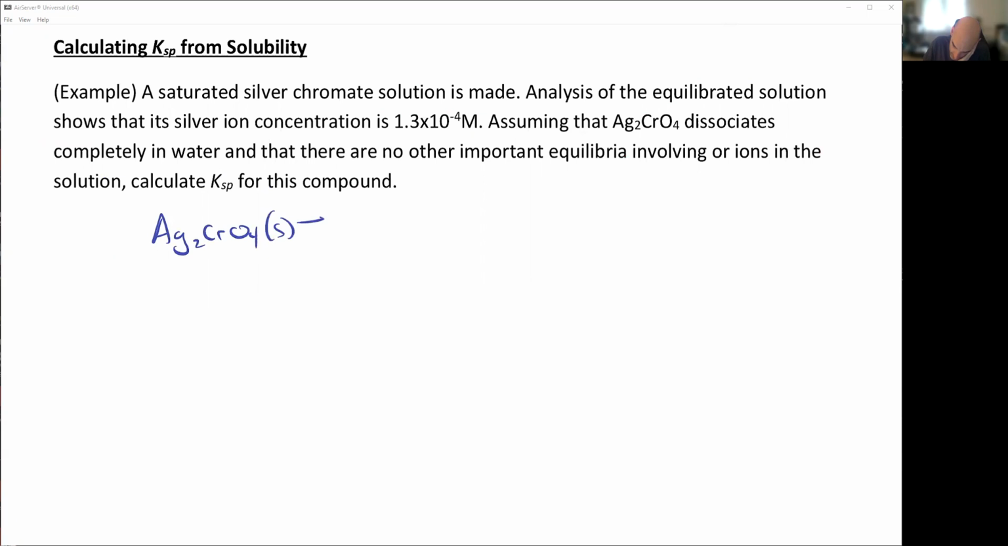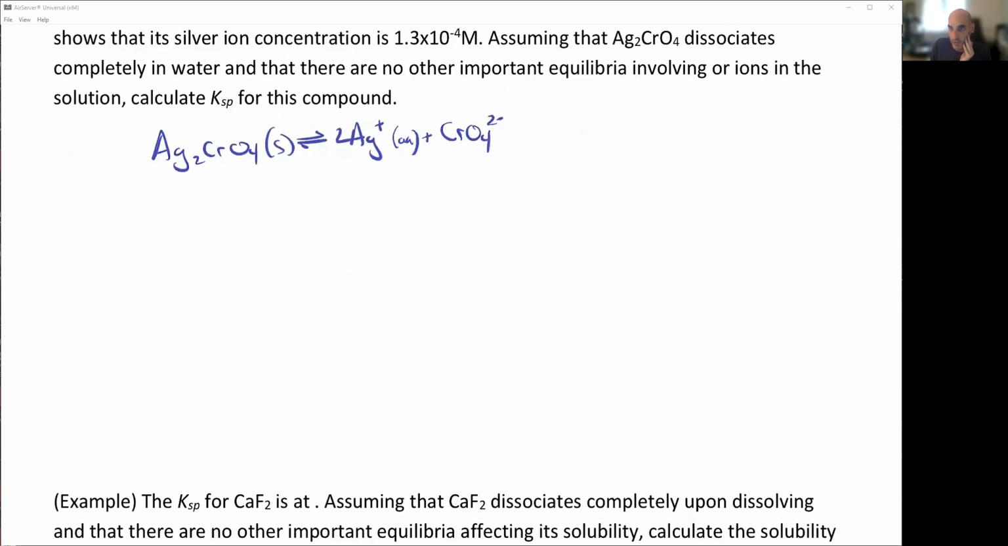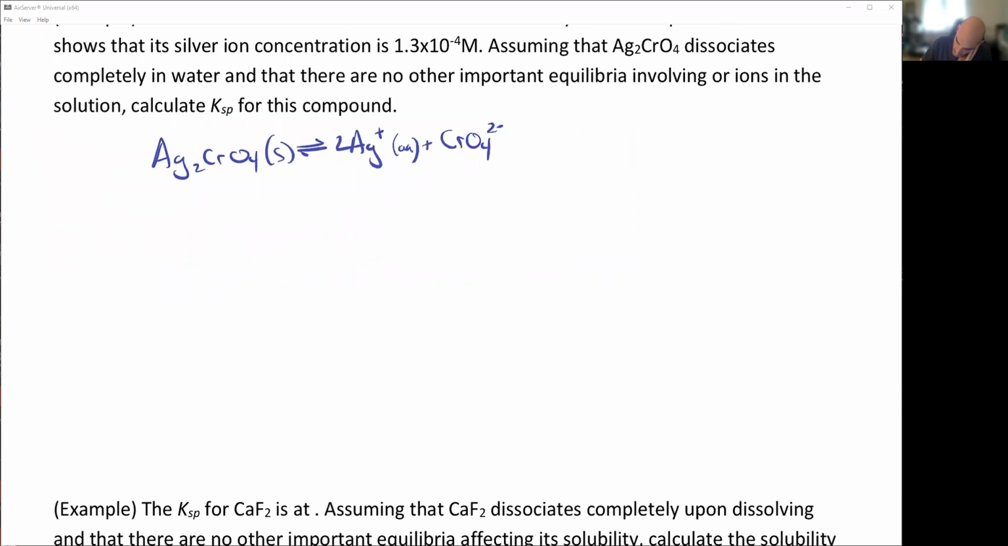Ag2CrO4 solid is in equilibrium with 2Ag+ aqueous plus CrO4 2-. Oh, it's not showing up. Okay, there we go. And of course, we're going to write out the Ksp for this. Ksp is equal to, no fraction, the concentration of Ag+ squared times the concentration of CrO4 2-. There is my Ksp. We're going to create our little ICE table, as we always do.